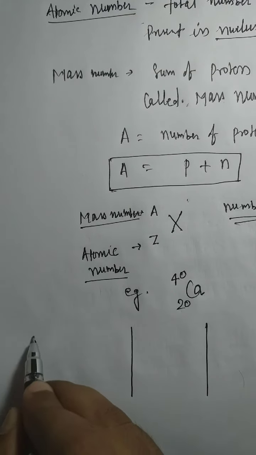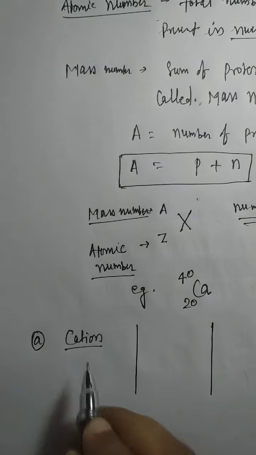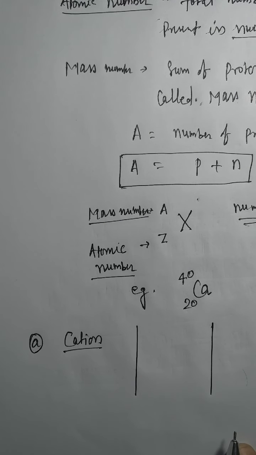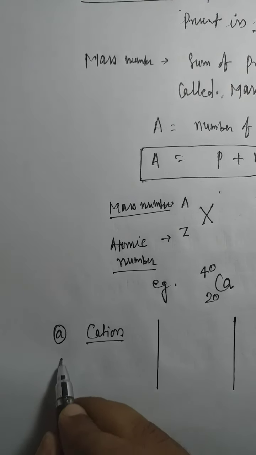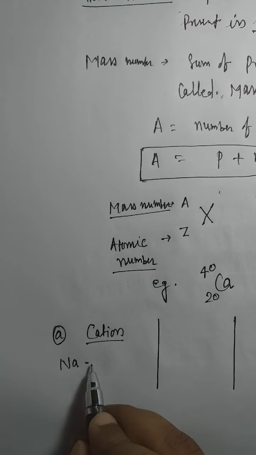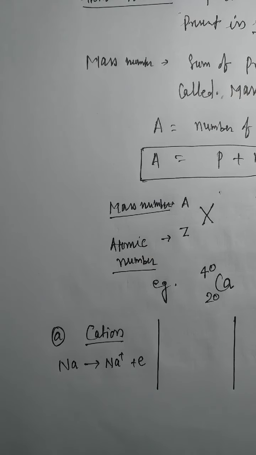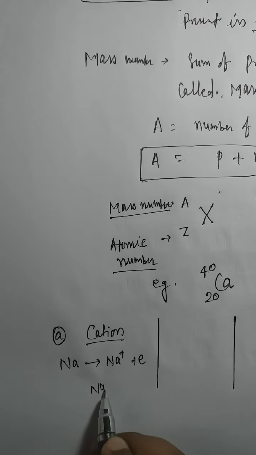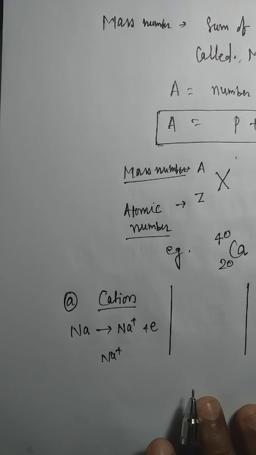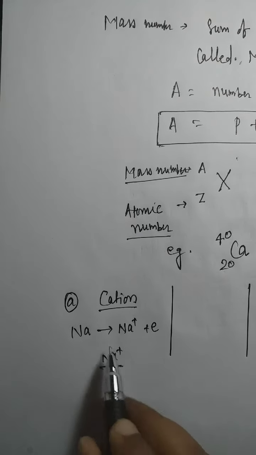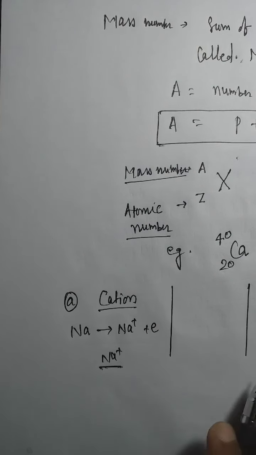One is cation. We studied in previous classes that an element which has a tendency to lose electrons converts into a cation. Like sodium is one element; after losing one electron it converts into the Na plus ion. So this is an electrically charged particle, sodium plus. It indicates that it contains fewer electrons compared to the number of protons.